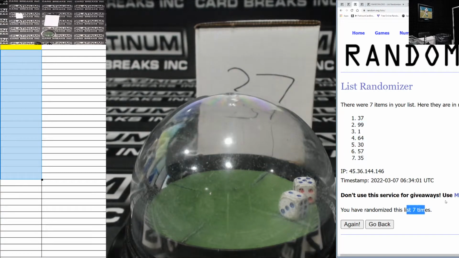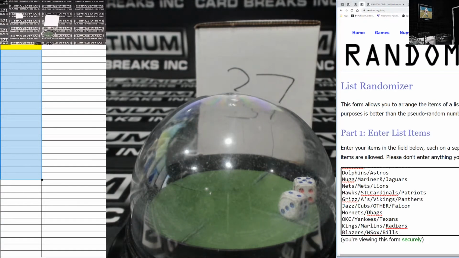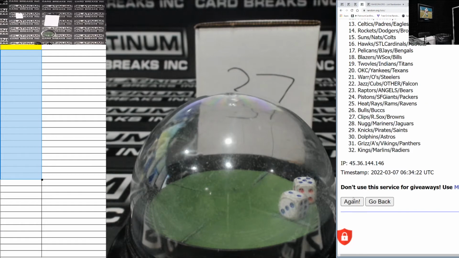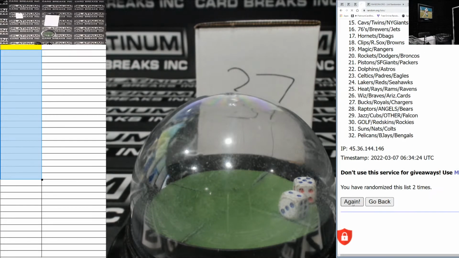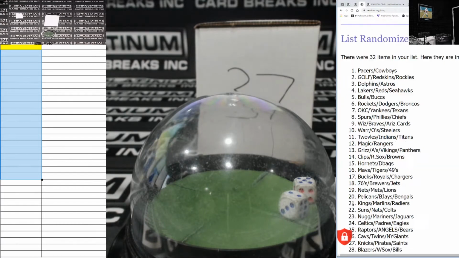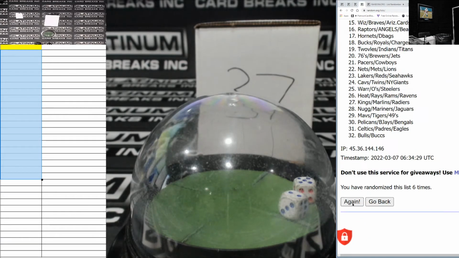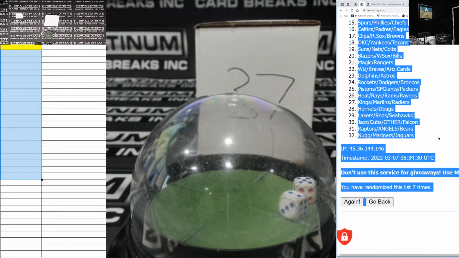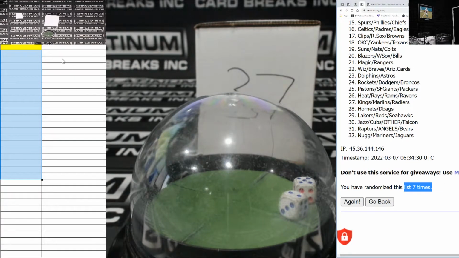99 down to 35 on 7. 1, 2, 3, 4, 5, 6, and 7. Seven times. We got Bucks down to the Nuggets on 7.